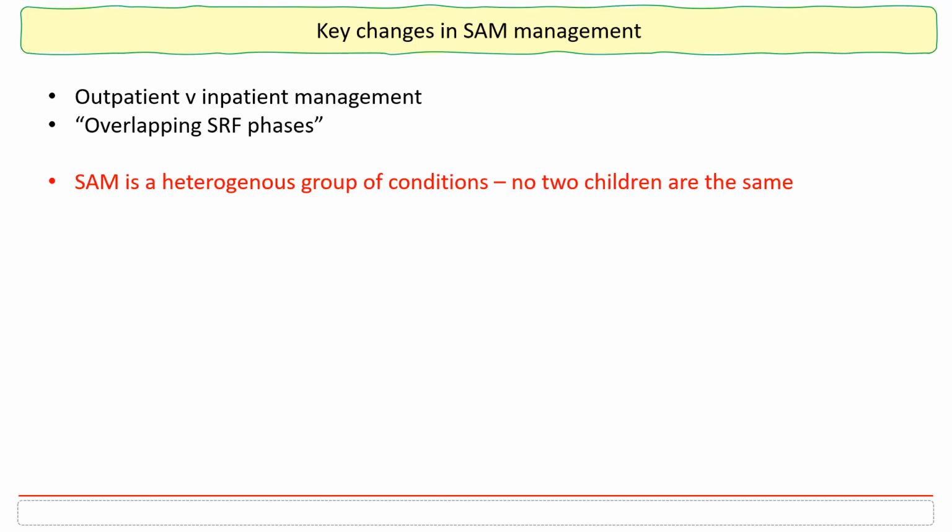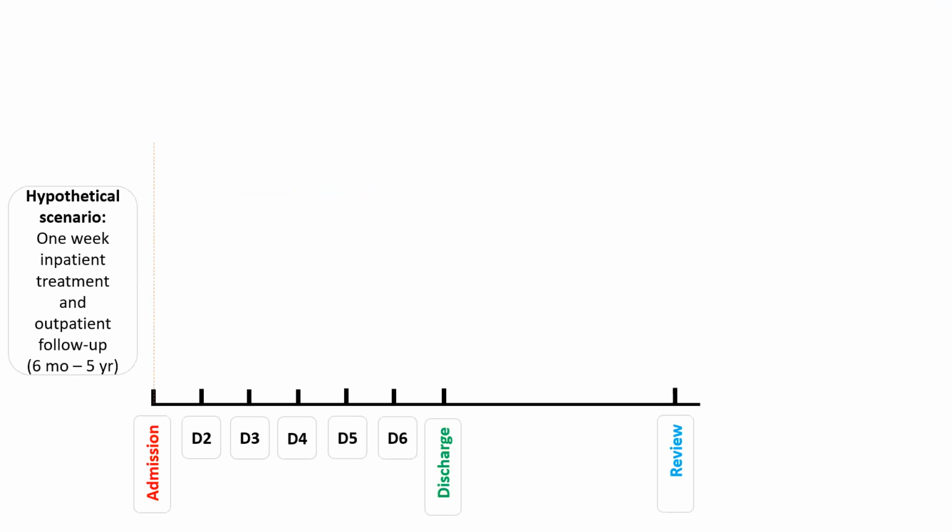But I'm now going to give you a hypothetical scenario of a child who's admitted to hospital where we plan discharge after about a week of treatment and follow-up afterwards. For the sake of this talk, I'm only going to focus on children between the ages of 6 months and 5 years. We can discuss the management of malnutrition in younger children if you have any questions, but for this talk, I'm going to concentrate on this particular age group.